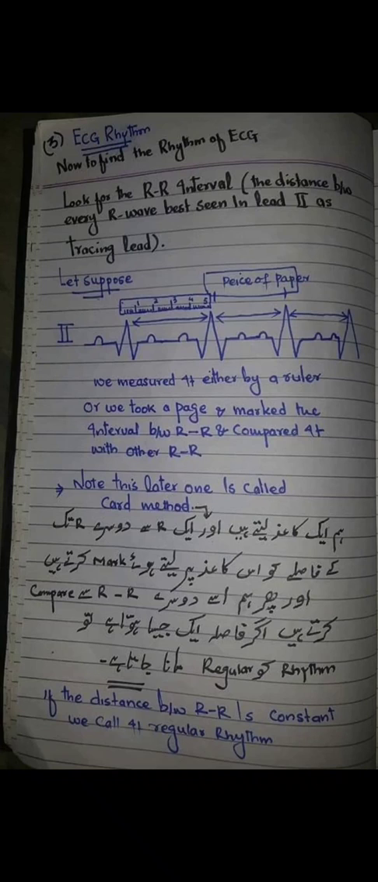If both are the same, you have a sinus rhythm, regular rhythm. As it's explained here in Urdu, we take a piece of paper and mark the distance from one R to the next R on the paper, and then compare that RR interval with the other RR intervals. If it is the same, it's a regular rhythm. So if the patient has an irregular rhythm, what will be the outcome?